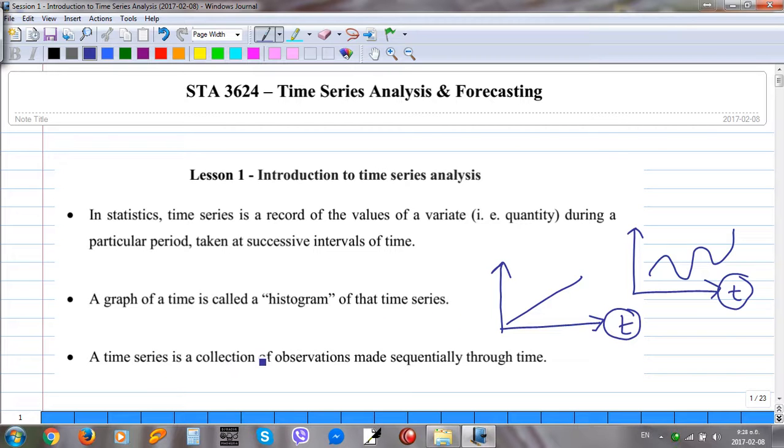A time series is a collection of observations made sequentially through time. That is a time series. And when we draw a graph of it, we call that a histogram.